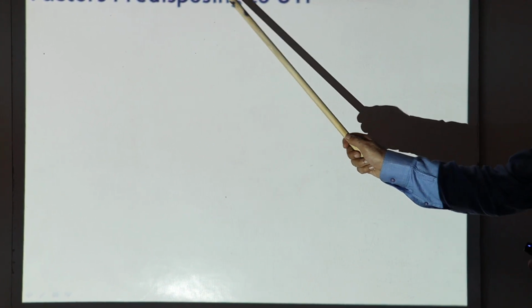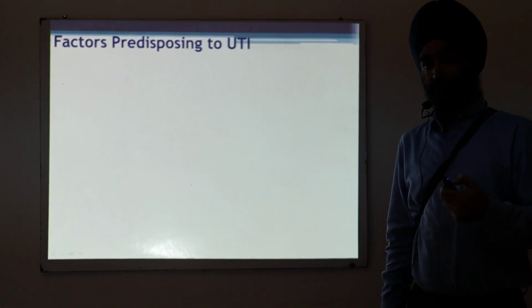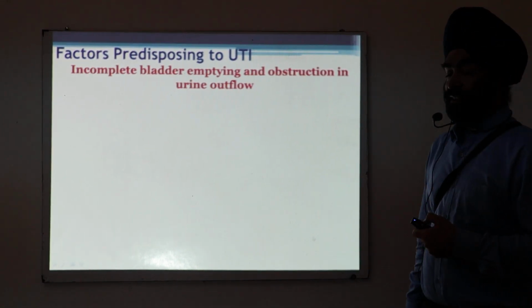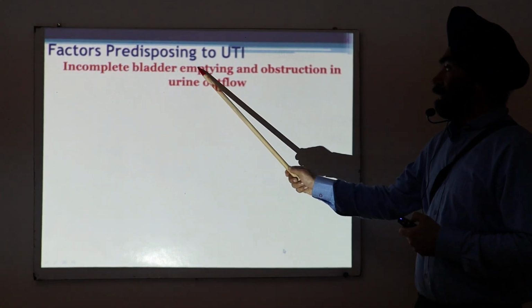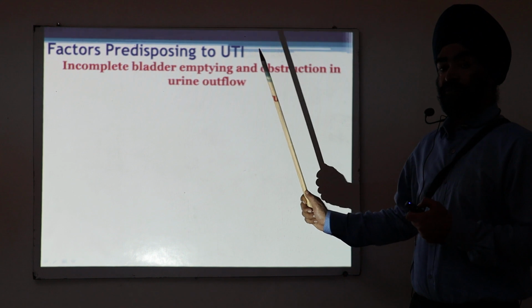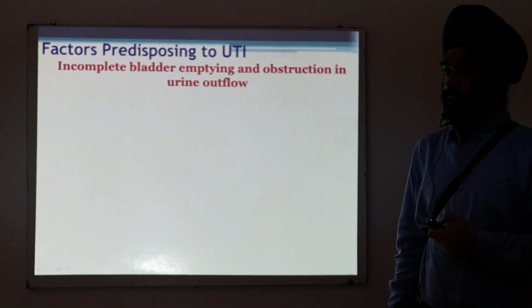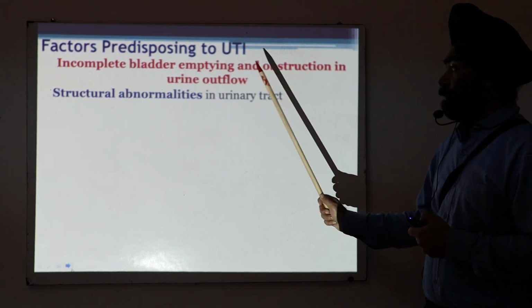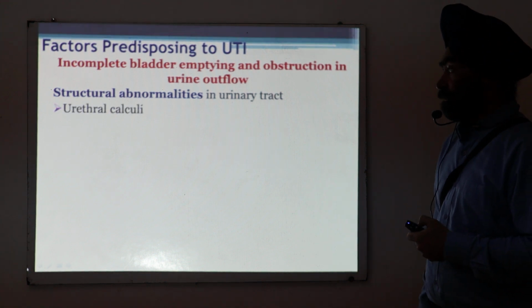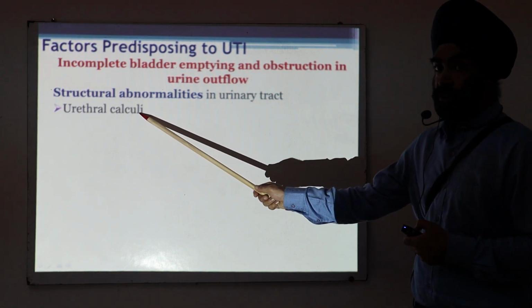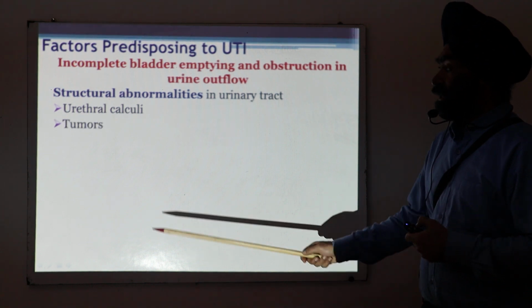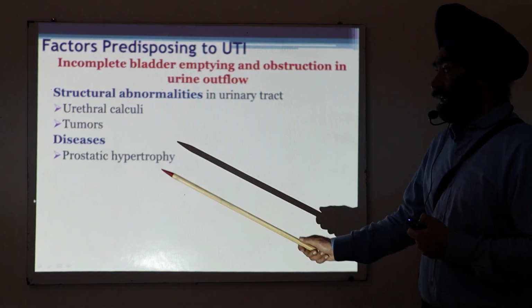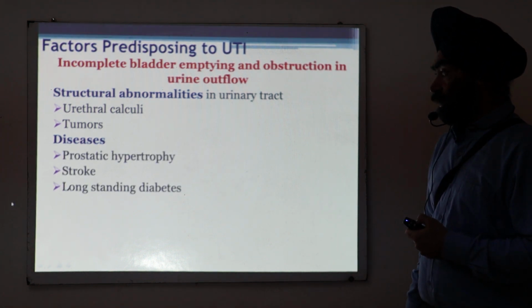Now, factors predisposing to UTI. What are the things, if they happen, then there are more chances of development of UTI? So as I told previously, incomplete bladder emptying, that is obstruction in the urine outflow, is a very important factor in the development of UTI. So this kind of a thing can happen. Obstruction can take place if there is a structural abnormality, like there are some stones, that is calculi, there are certain tumors, or there can be certain diseases like prostatic hypertrophy, stroke, long-standing diabetes.